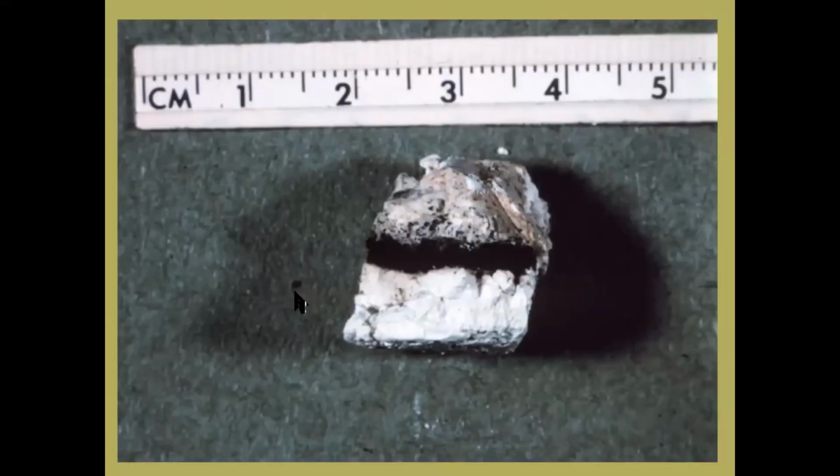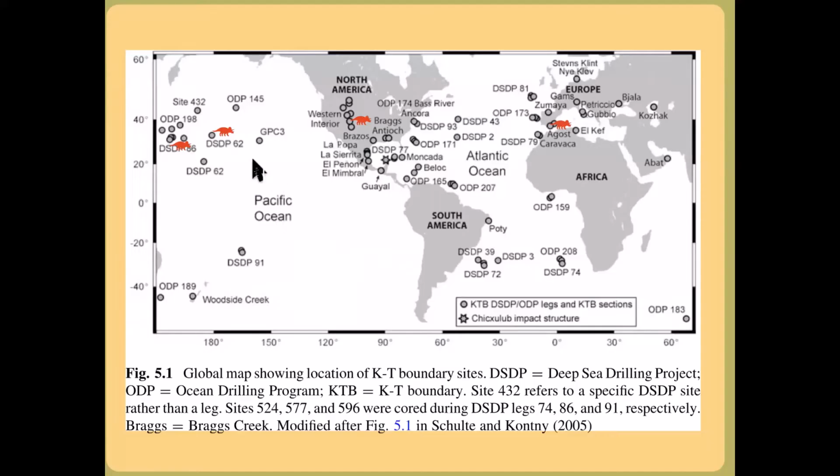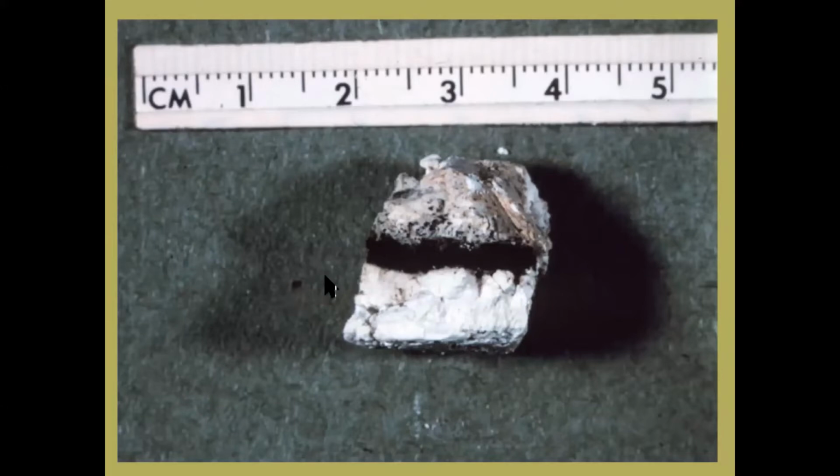But this, starting again here, is DSDP site 465. This is what the boundary clay looks like, a deep sea sediment core recovered at a few kilometers water depth with a coring device. There's a piece that I took out of the core, and you can see this is the boundary clay here. This is only a few millimeters thick.